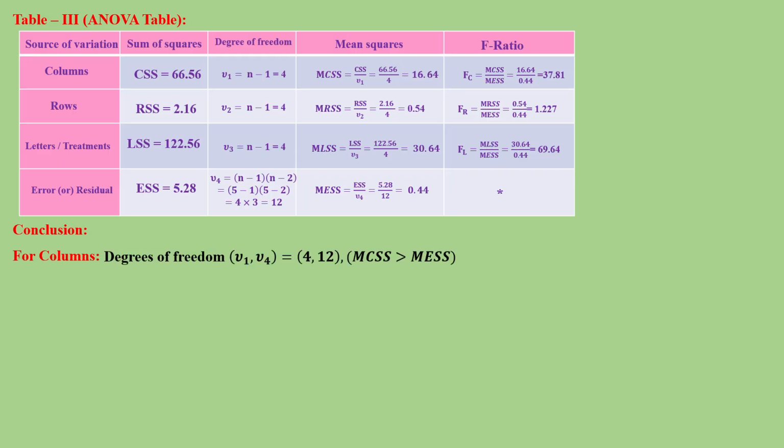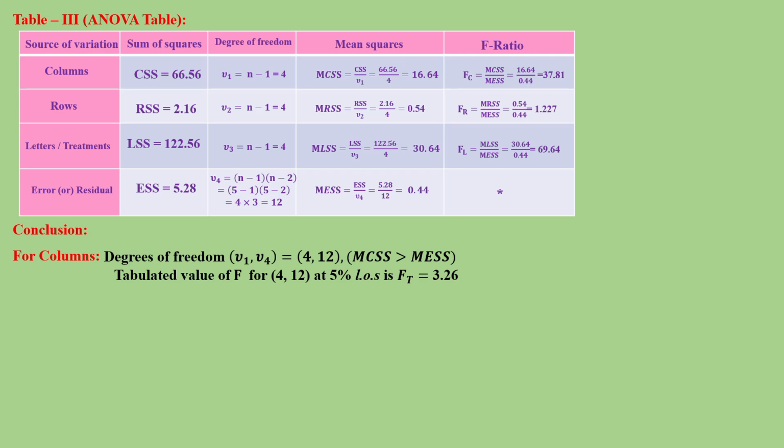Then conclusion for column, degrees of freedom V1, V4, right? So from the table, the tabulated value is 3.26. When you are writing the degrees of freedom, don't change that; write it within the square bracket. So the pair V1 comma V4. Whenever you are writing V1 comma V4 or V4 comma V1, check the values. MCSS in the numerator is the first one, in FC, that is the greatest one, right? When comparing MCSS and MESS, MCSS is greater, so first write V1 then V4, V1 comma V4.